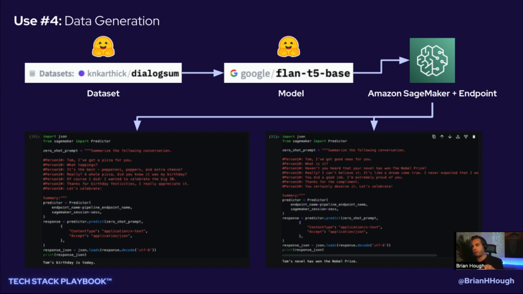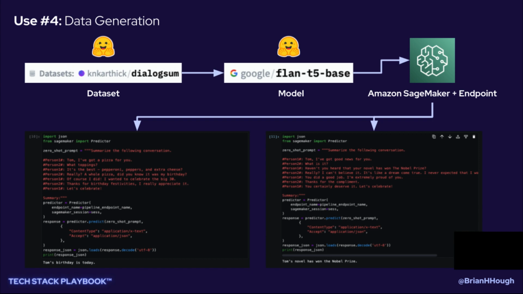So the one on the right was what the workshop was. The one on the left about the pizza and the birthday was the one that I created. And it actually gave the real answer of what this conversation was about. Of course, the one on the right, it was expected that it would say Tom's novel won the Nobel Prize. It might say Tom's an author and his novel won the Nobel Prize. But this is what the workshop shows, and that's what you'll get.